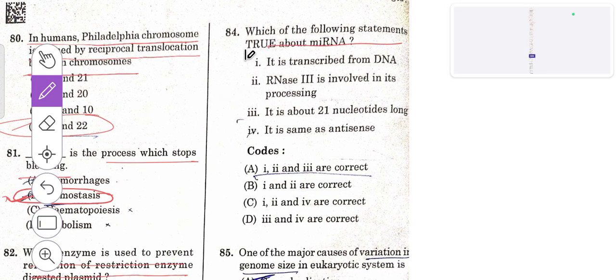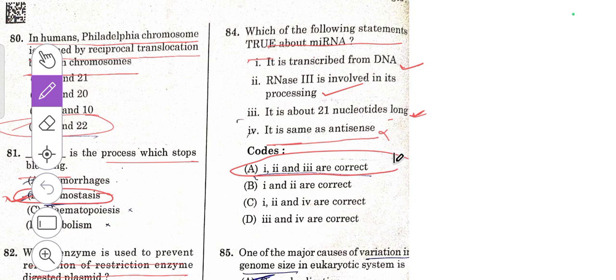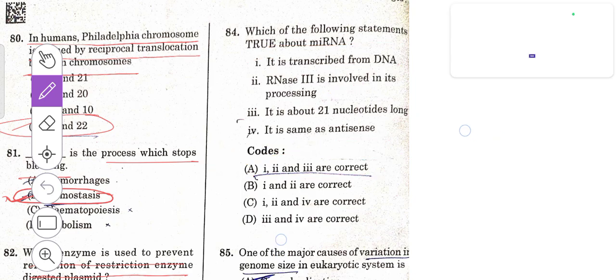Which of the following statements is true about miRNA? It is transcribed from DNA. Okay. RNase III is involved in its processing. Okay, it is about 21 nucleotides long. It is also true. It is same as antisense. No. So one is the right answer.